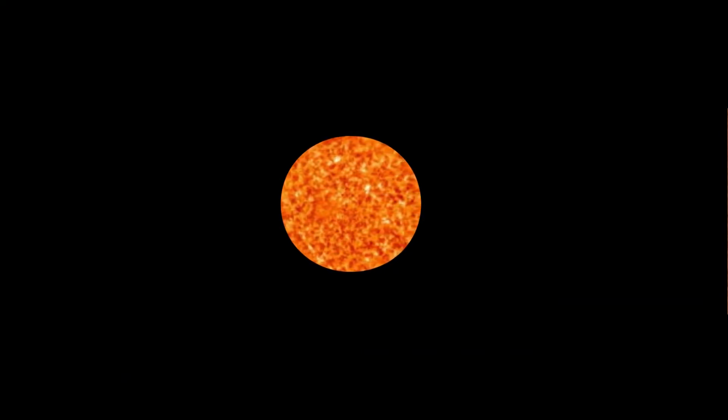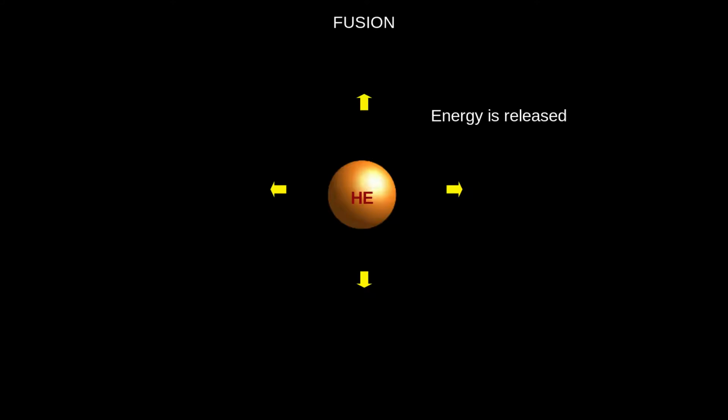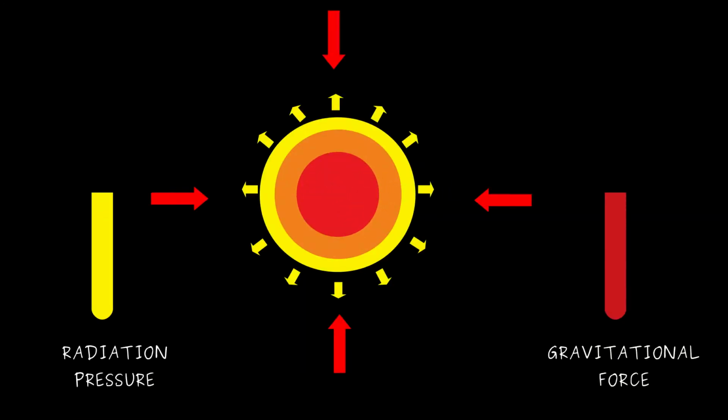Stars are the battlefield of radiation pressure and gravitational force. Inside the stars, two hydrogen atoms are fused together and form a helium, releasing a tremendous amount of energy. This causes the radiation pressure inside the core. In the main sequence stage, the two competitors are equally powerful and so the star holds its shape.